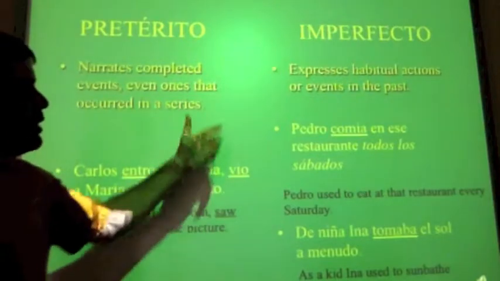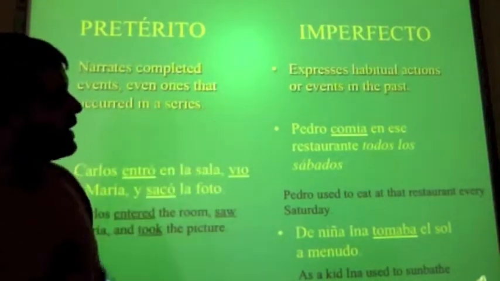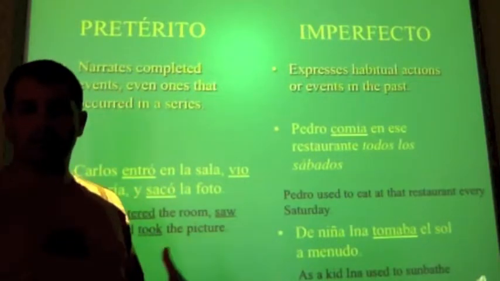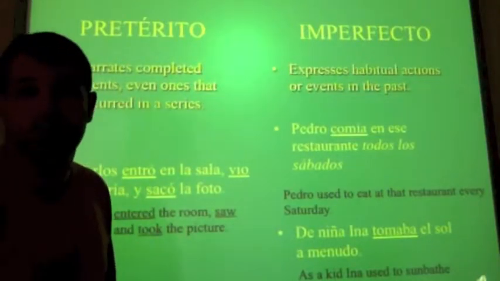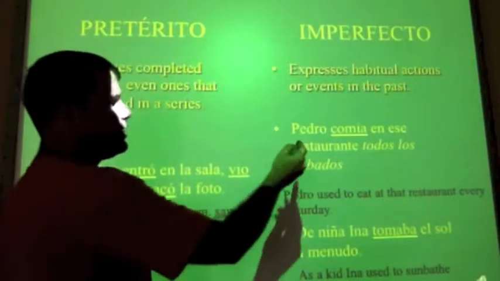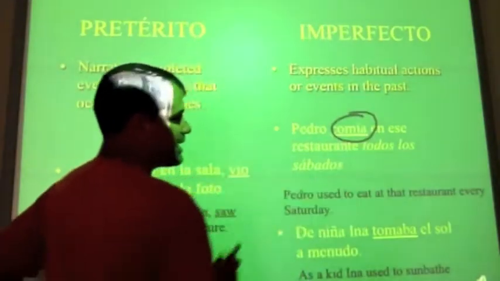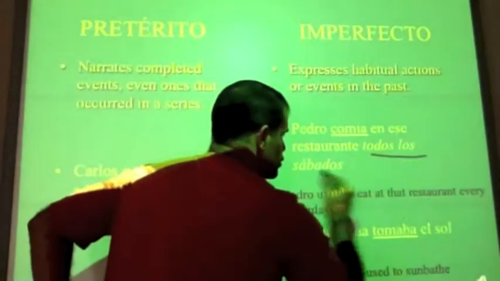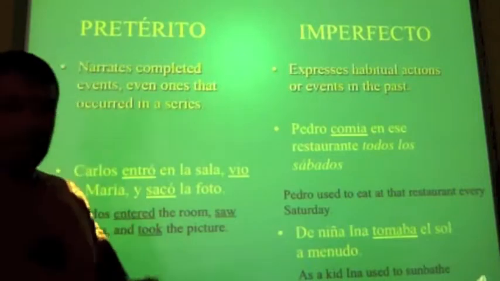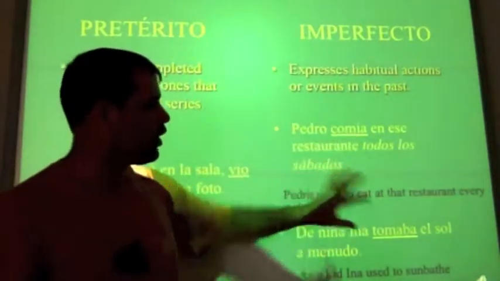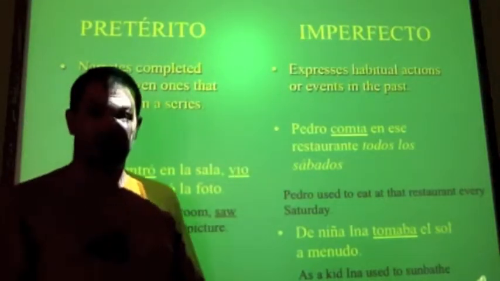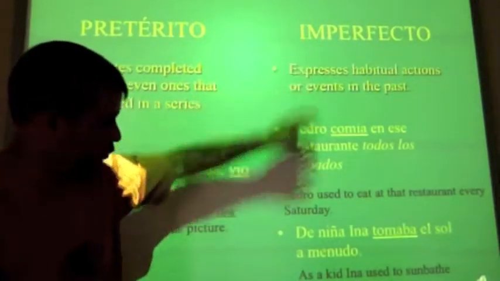Okay? El imperfecto, on the other hand, expresses habitual actions or events in the past. So now we're talking about the past and saying that we used to do something habitually. We did it a lot, or we usually did that activity in the past. So Pedro comía en ese restaurante todos los sábados. Because we have todos los sábados, we're saying he used to do that. He used to eat every Saturday. Okay, so it's a repeated or habitual action in the past, and we use el imperfecto.